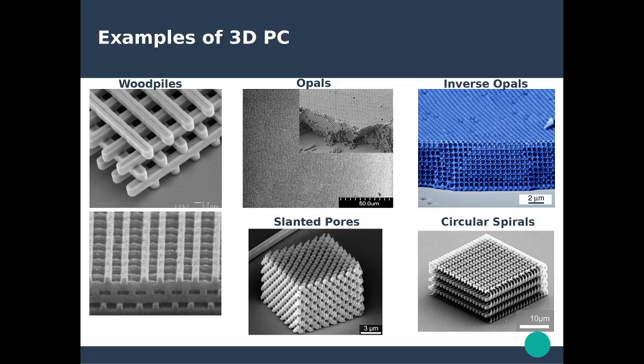hundred micrometers in size. The inverse opals, as its name indicates, are the inverse of the opal. So you have a matrix that could be composed of silicon, for instance, and you have circular holes that are left behind when dissolving the materials that compose those spherical particles. And then we have more exotic structures, like the slanted pores or the circular spirals. Those structures that are a bit more recent basically rely on 3D printing techniques.